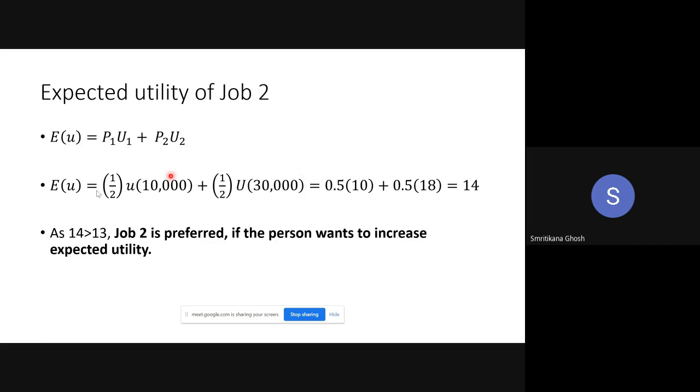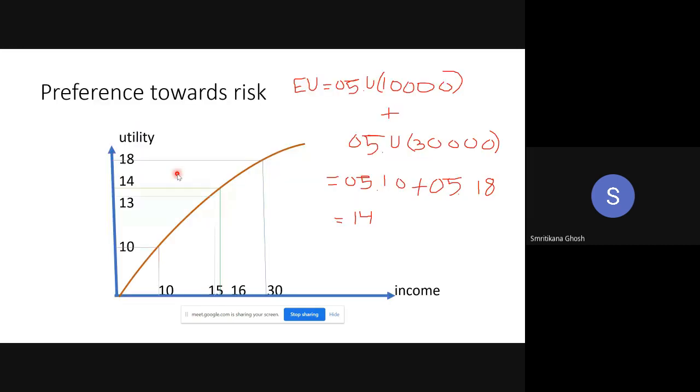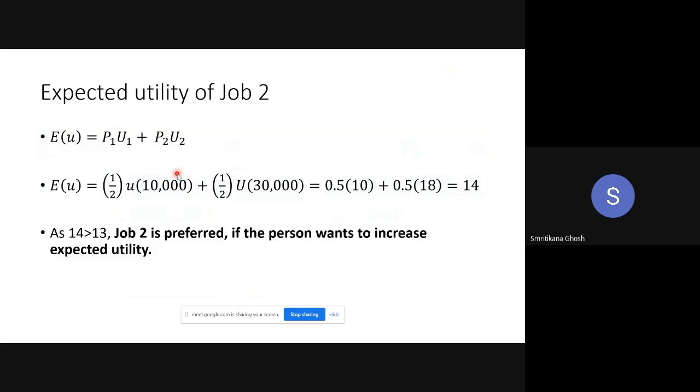So look, if anyone has difficulty understanding my handwriting here, hopefully not everyone does, it is written here neatly. Expected utility is the probability of the first outcome times the utility of the payoff of the first outcome plus the probability of the second outcome times the utility of the payoff of the second outcome. If you put those values, you will get 14. As 14 is greater than 13, job 2 is preferred if the person wants to increase his expected utility.